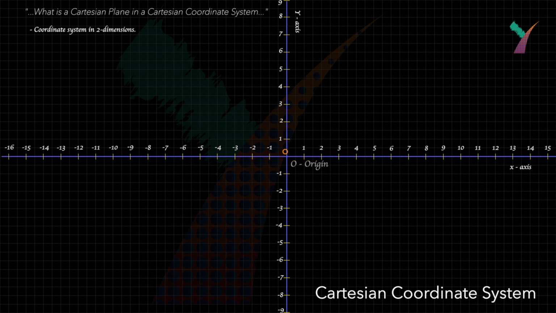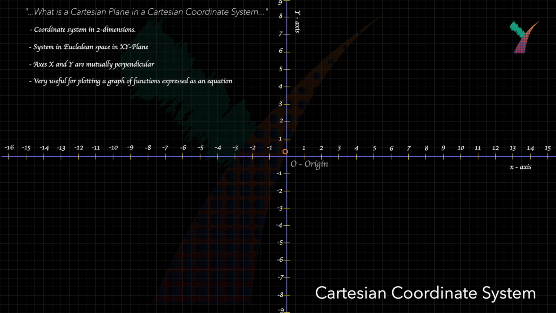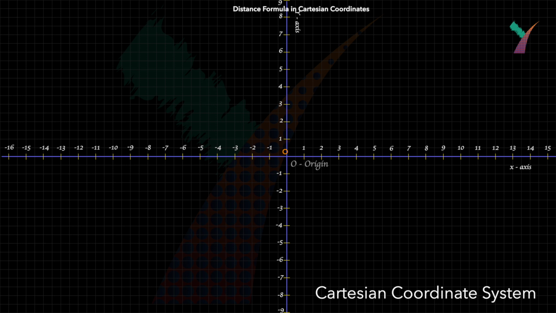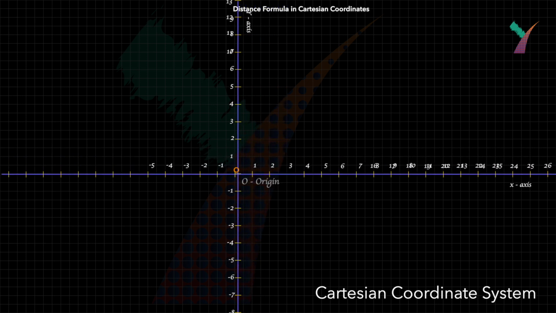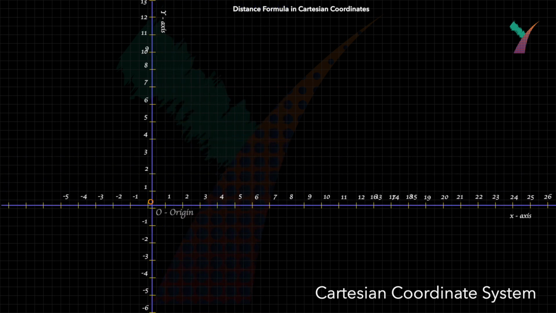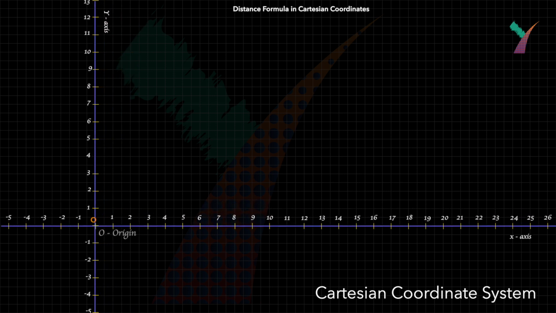It's a coordinate system in 2 dimensions. It is an Euclidean plane, a 2D plane usually denoted as xy plane. Axes x and y are mutually perpendicular. Very useful for plotting a graph of functions expressed as an equation. The x and y axis can be marked in any arbitrary units in real numbers. Next, I'm going to derive a neat formula for distance between 2 points in a Cartesian coordinate plane.